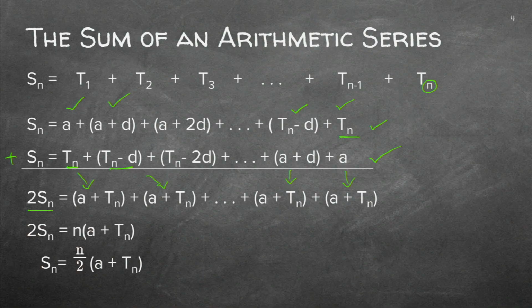N of them. So if I add, I will have n of those a plus Tn's. Now I don't want to know what the formula is for two of these series. I only want Sn. So what do you do to get rid of the 2? You divide by 2. And a nice way to do it is not to put the whole equation over 2. It's just to put a little n over 2.